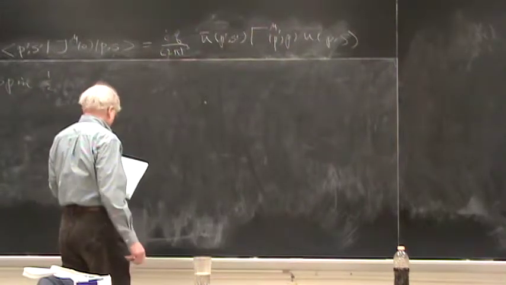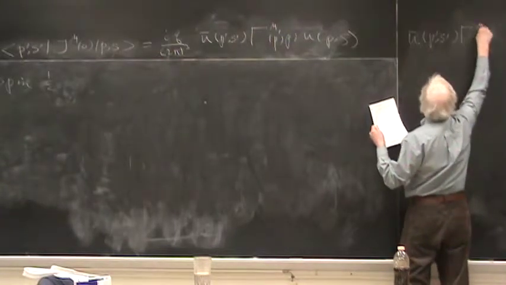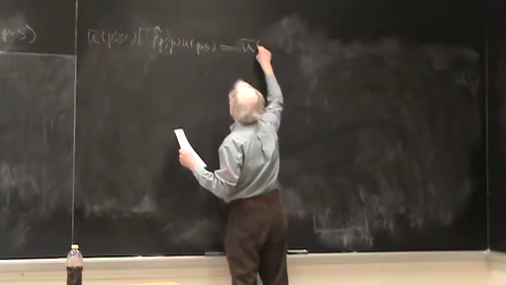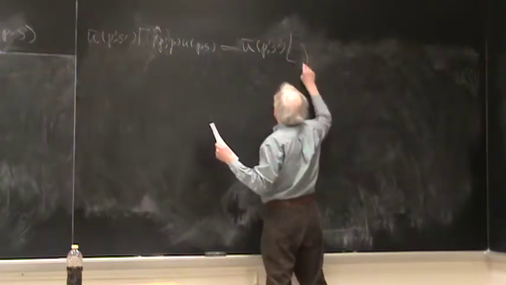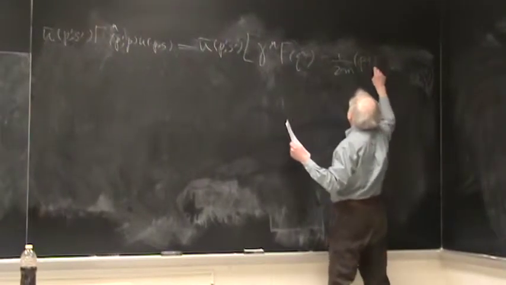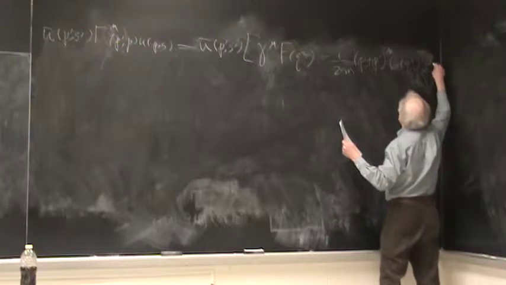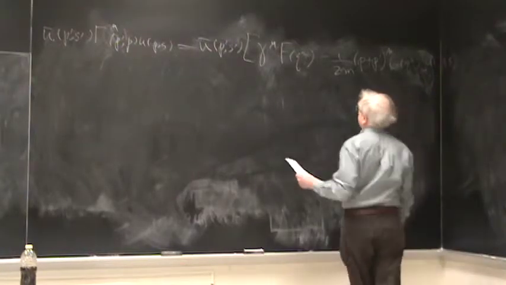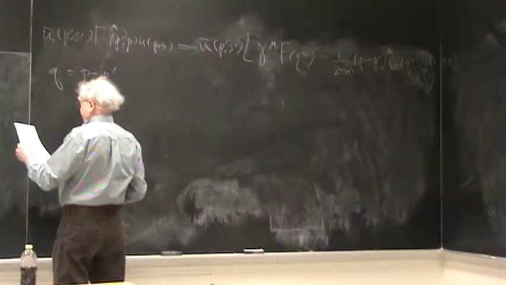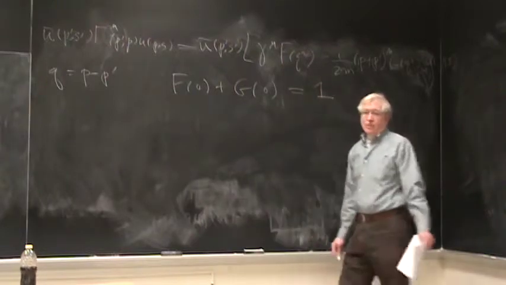I need to use this board for important formulas. So let me just say that u bar of p prime, s prime, gamma mu of p prime and p, u of p and s, we saw that this would take the form u bar of p prime, s prime, gamma mu F of q squared minus i over 2m, p plus p prime mu, G of q squared, u of p and s, where q here is p minus p prime. Okay. All right. We also saw that F of 0 plus G of 0 was 1.